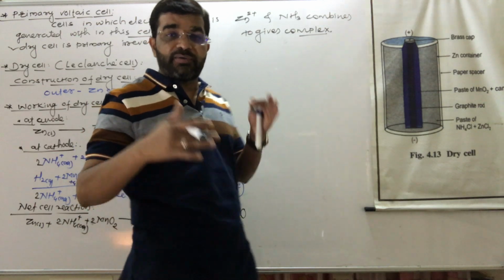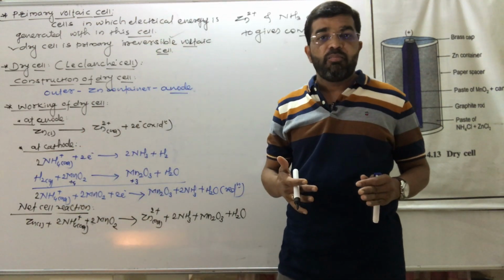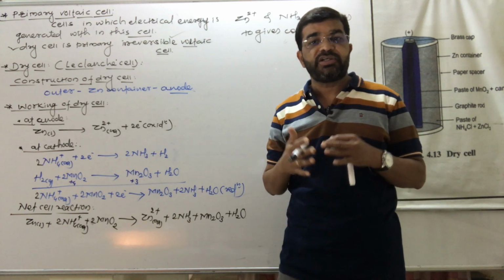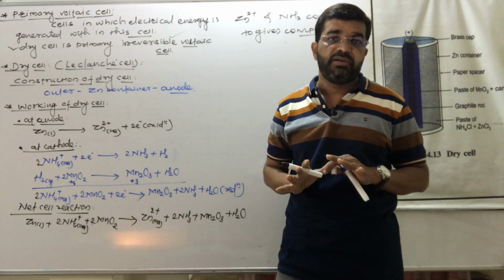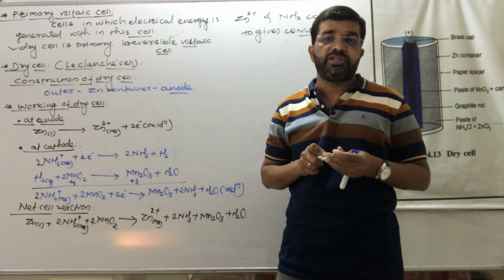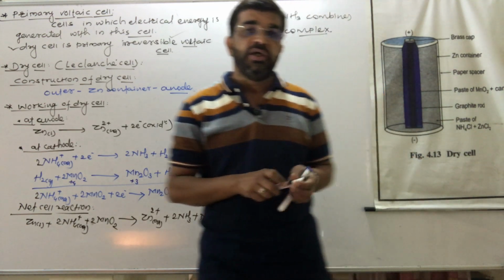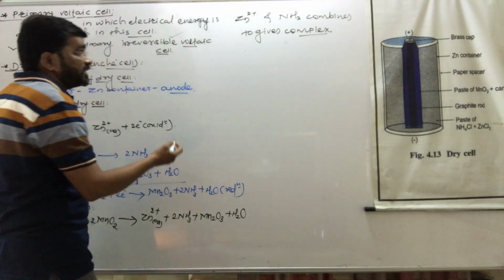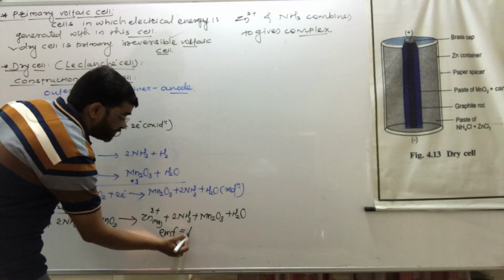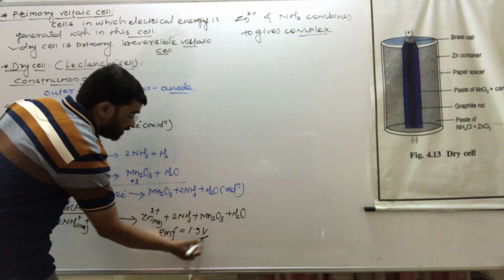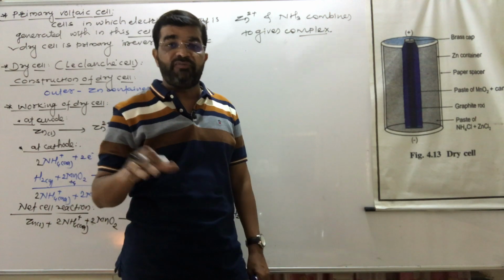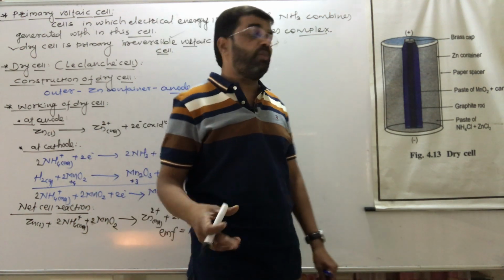Hence they are not available for the reverse reaction, and therefore the reaction cannot take place reversibly. Reverse reactions cannot take place in this reaction, so it is an irreversible reaction. If asked what the EMF of a dry cell is, it is near about 1.5 volt to 1.6 volt.